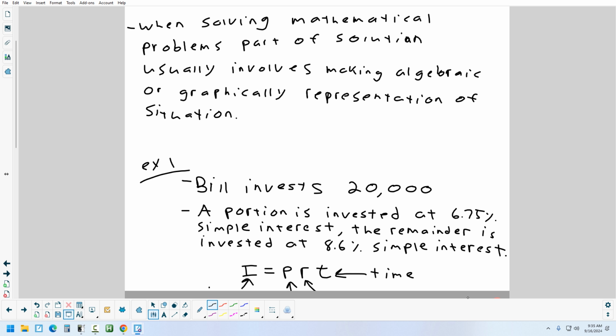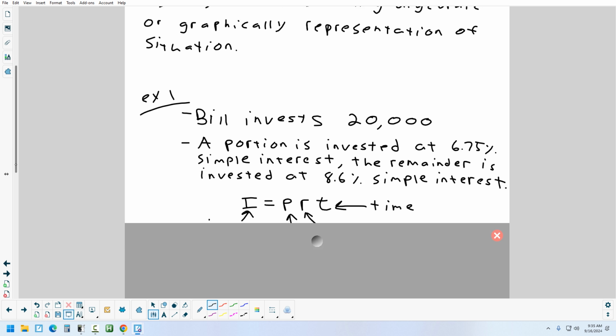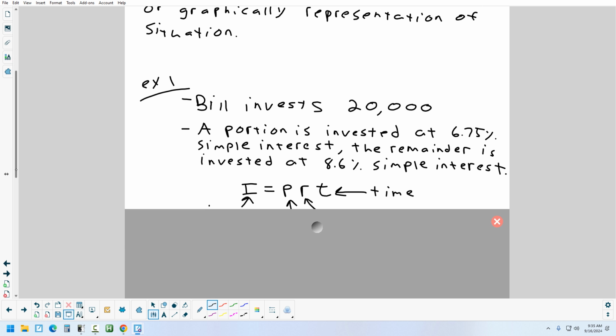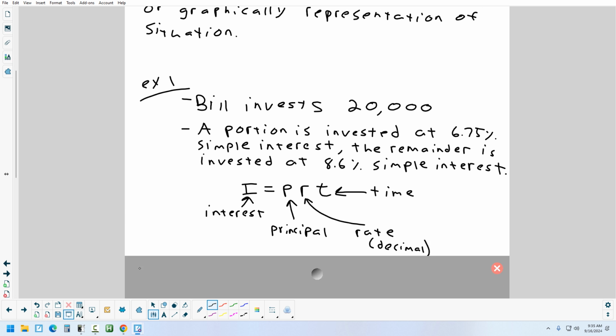So basically, Bill has $20,000, and he's going to split that money up and put it in 2 different investments. One investment is going to pay him an interest rate of 6.75%. The other investment is going to pay him 8.6%. So the formula we're going to need to use, I equals PRT.